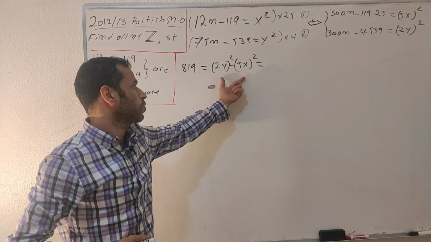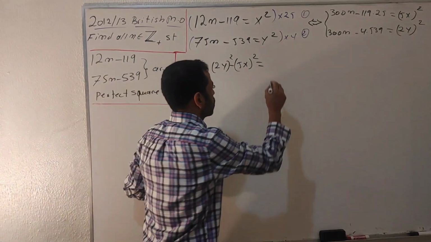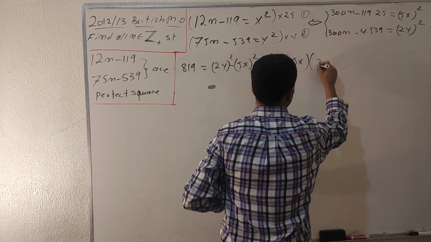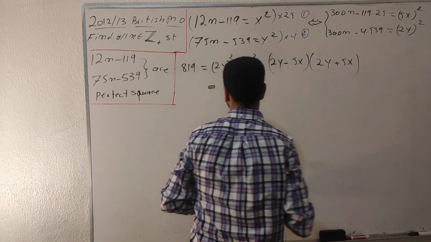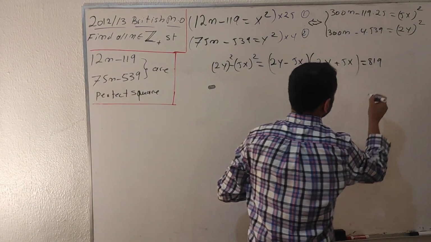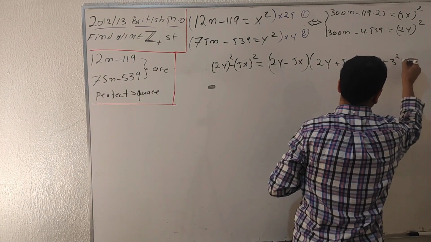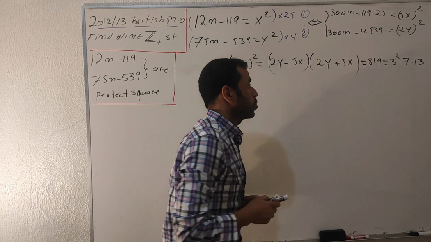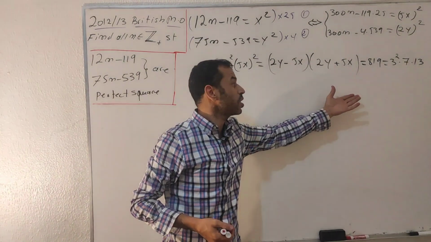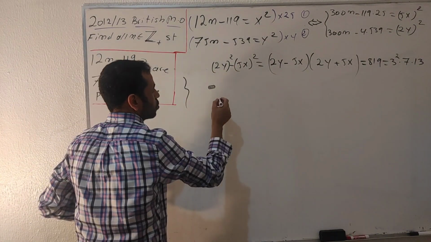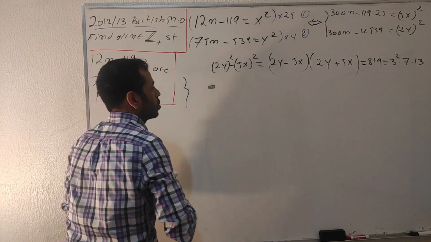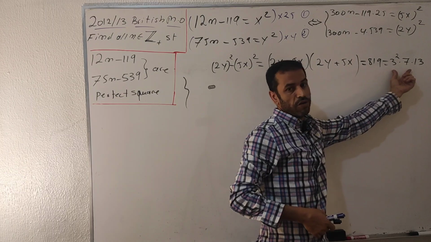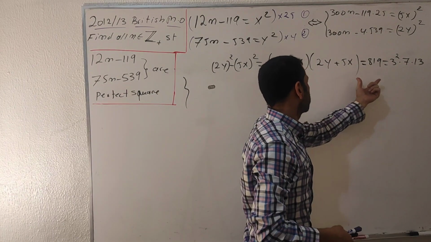Now we are going to factor this into a product. So I get (2y minus 5x) times (2y plus 5x). This 819 is the same as 3 squared multiplied by 7 multiplied by 13. Now we will have a bunch of possibilities, so I'm going to go through each possibility. As we know, this term is smaller than this term, which means this one is going to pick a small value from here, and this one is going to take a big value.